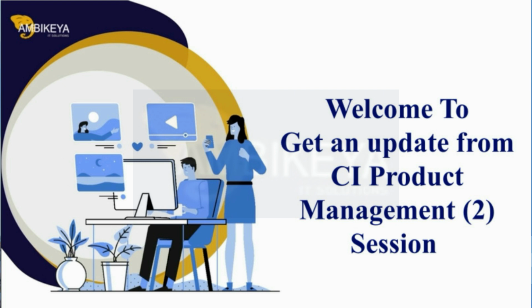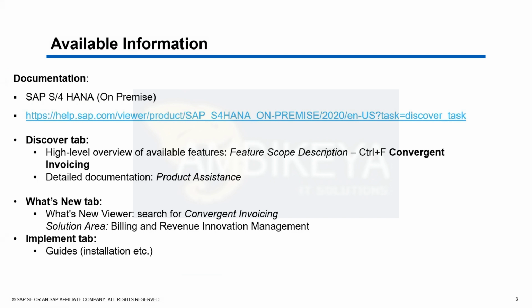Thanks, Julian. So let's start with the available information. I want to show you where you will find what. As you know, at the moment we are live with 3 different kinds of products with PRIM. We are in cloud, we are in S/4HANA, and we have our old product in the ECC.